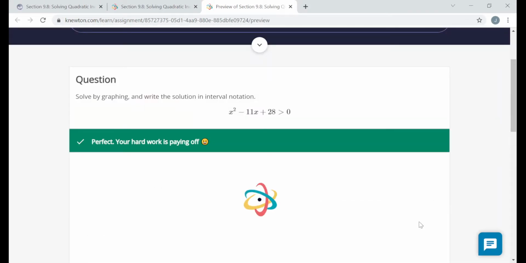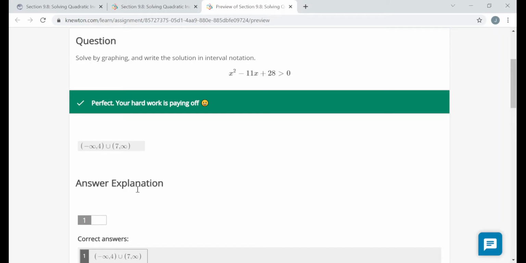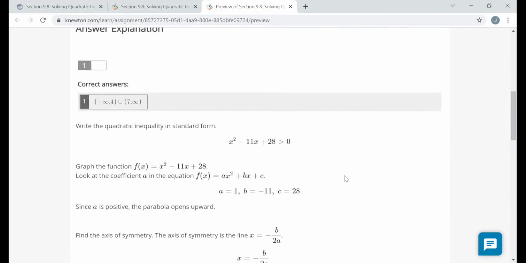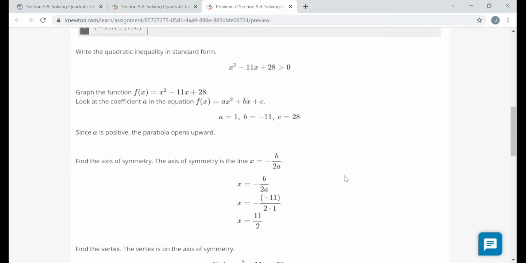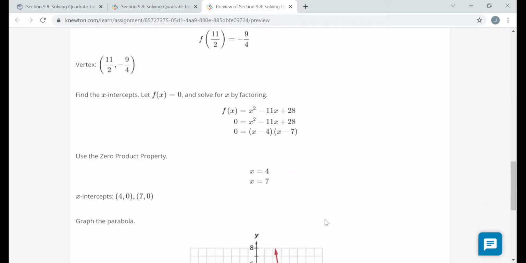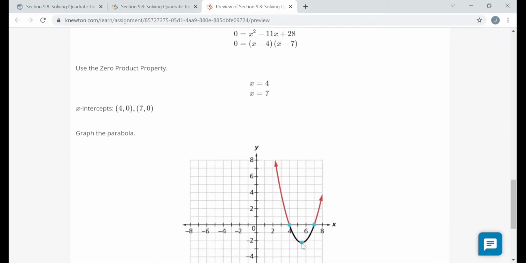All right, and then after every question, whether you get it correct or incorrect, there is an answer explanation. I would highly recommend reading through these, whether you're right or wrong. If you're correct, read through them to make sure you got it right for the right reasons. And here they actually found the vertex and the x-intercepts and graphed it.